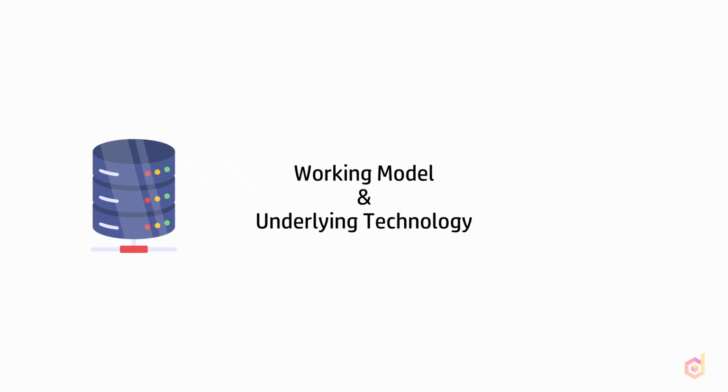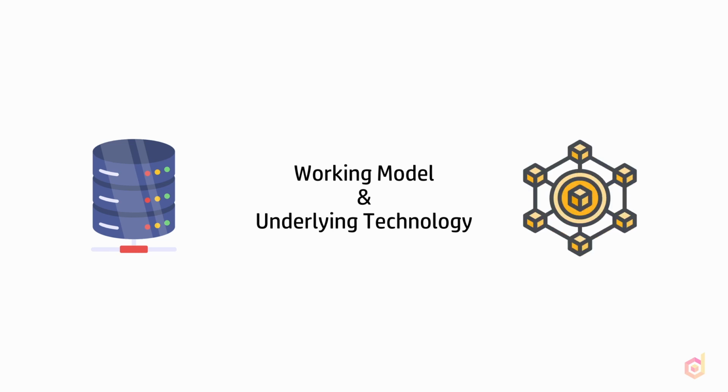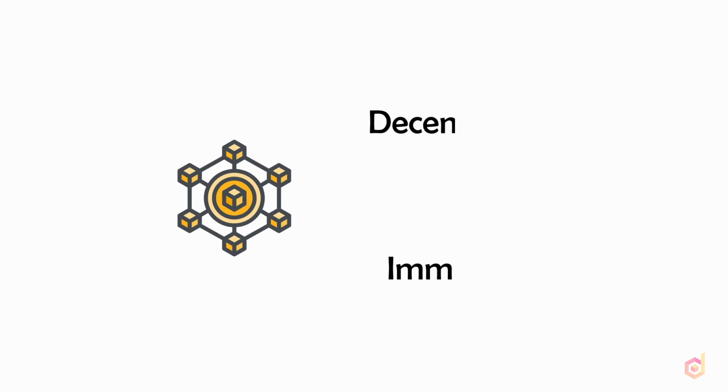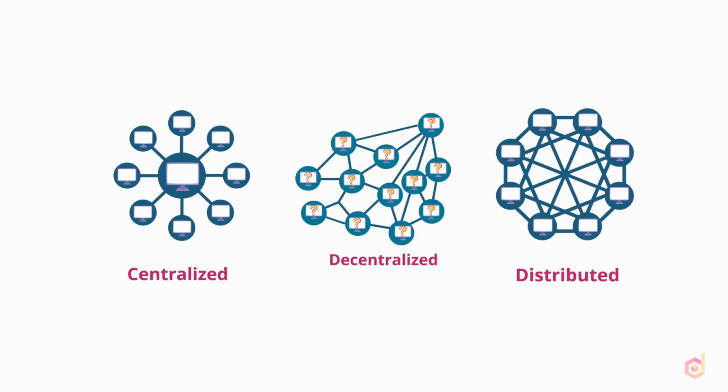Yes, it's just a database like a traditional one, but the working model and the underlying technology are the main core things that differentiate the blockchain from other databases. By default, blockchain is decentralized and immutable. So let's first understand what centralized, decentralized and distributed networks mean.